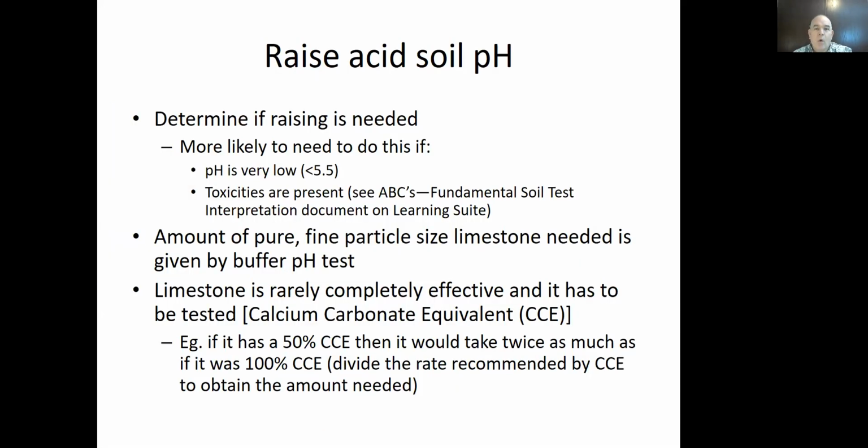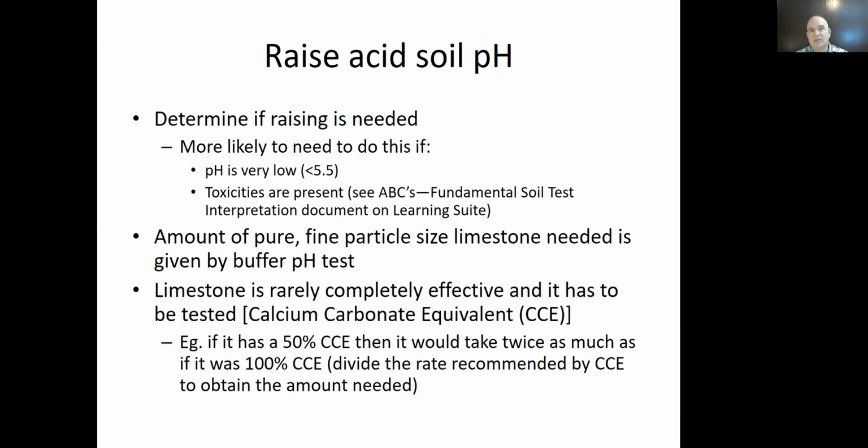Now, if I want to raise acid soil pH, first of all, I need to determine if it's even necessary. The lower it is, the more likely I am to need to do that. But also, there's another factor in there. Sometimes we see low pHs and we've got really healthy plants. And sometimes I'm asked, well, why? Why are my plants healthy?